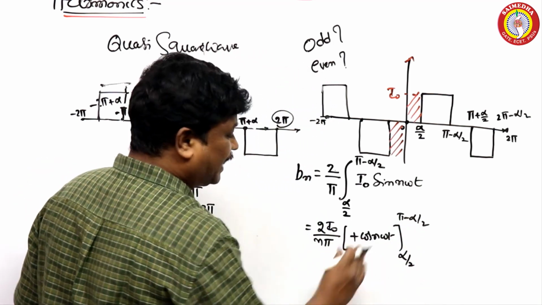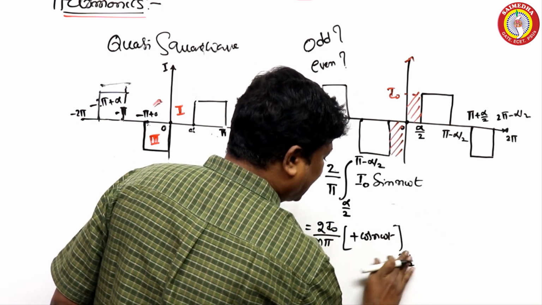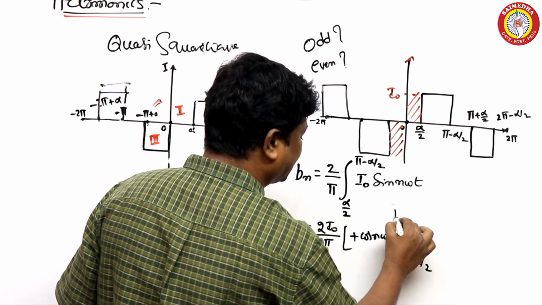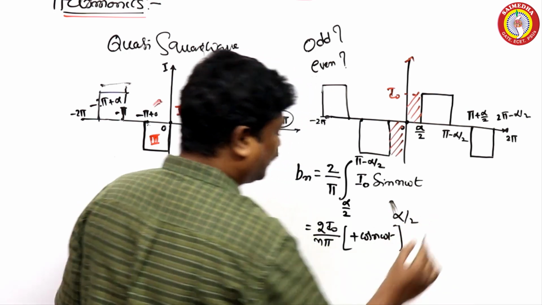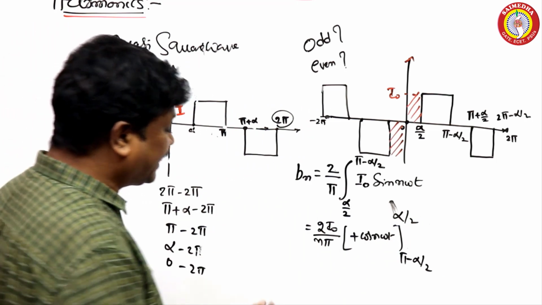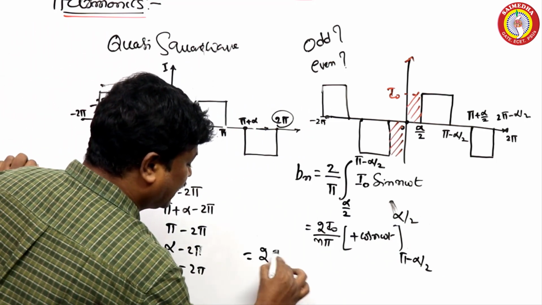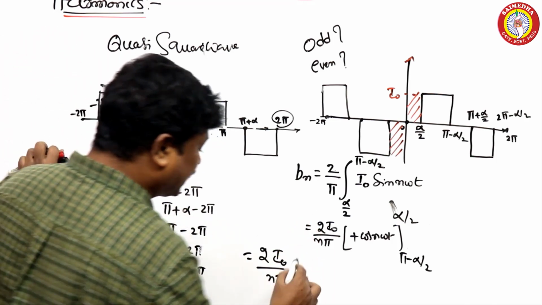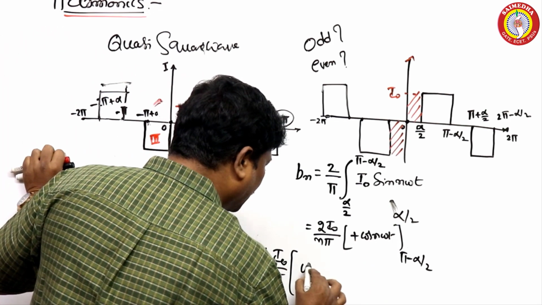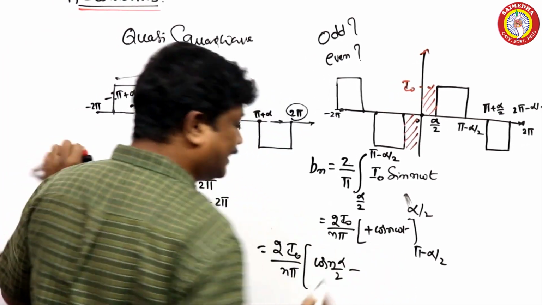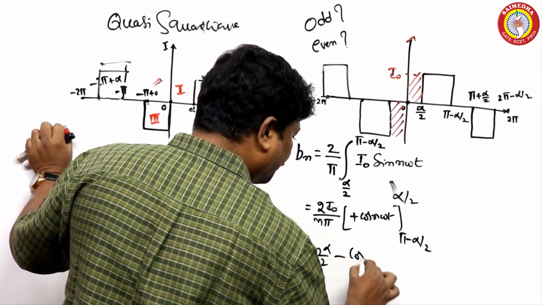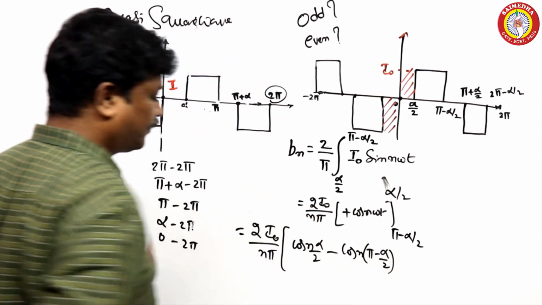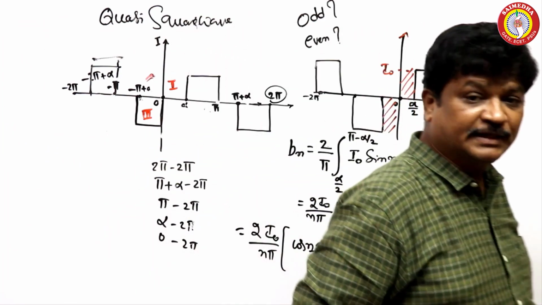Then I can make this plus, this I can change like this. We don't want to waste our time. This is pi minus alpha by 2, this is alpha by 2. Then what it becomes? If you see here, 2 I0 divided by n pi. What are the limits? Cos n alpha by 2 minus cos n into pi minus alpha by 2, n into alpha by 2. Is it clear to all of you?